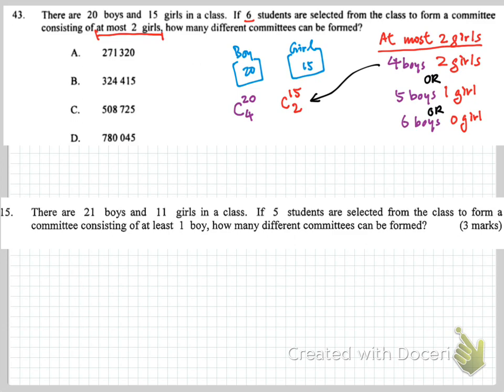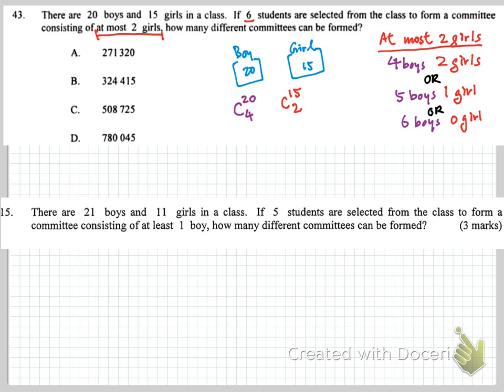You have 20 boys, you choose 4 of them, so that is 20C4. You have 15 girls, you choose 2 of them, so that is 15C2. Now the next question is, do we multiply or add them together? Once again, we have to think about whether they are independent or mutually exclusive.